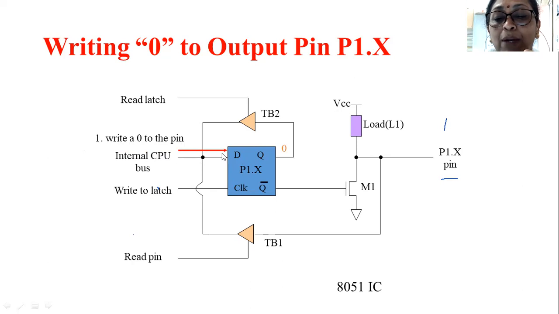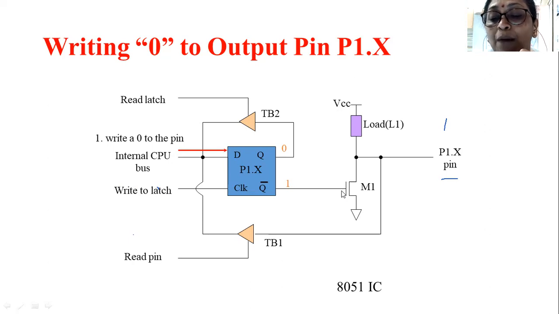Now if you apply 0 to the D input of the D flip-flop, its output will become 0. That means Q will become 0. And when Q is 0, Q bar is complementary. So what will be the value of Q bar, students? Yes, 1. It will be 1. So as this is at logic 1, that means voltage is applied to the gate of the MOSFET.